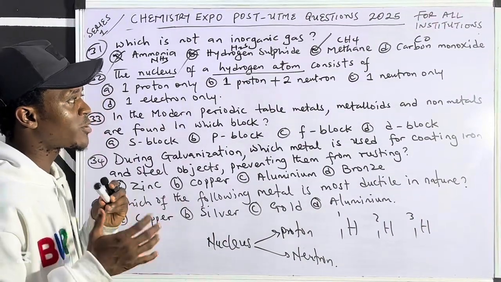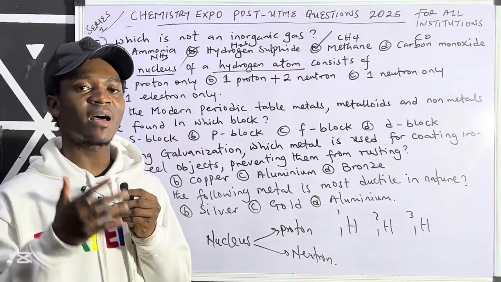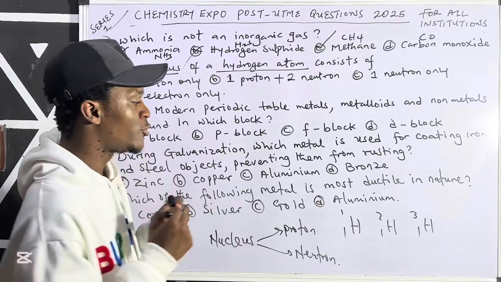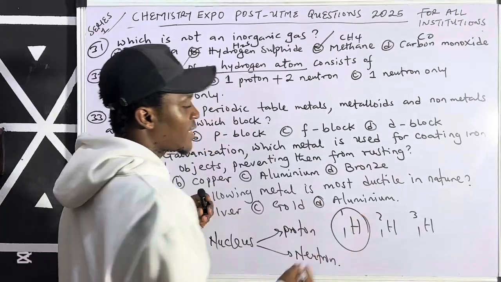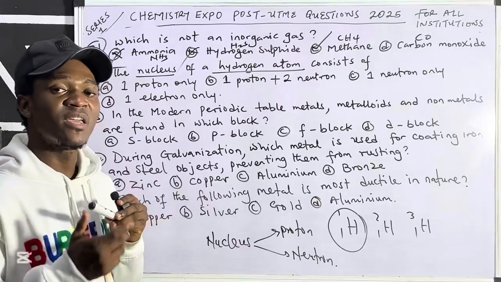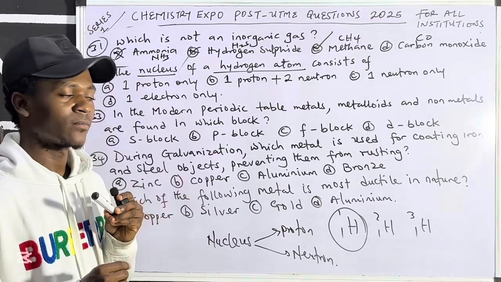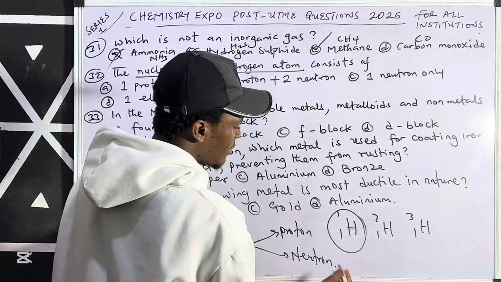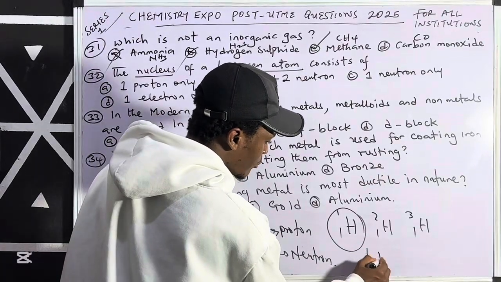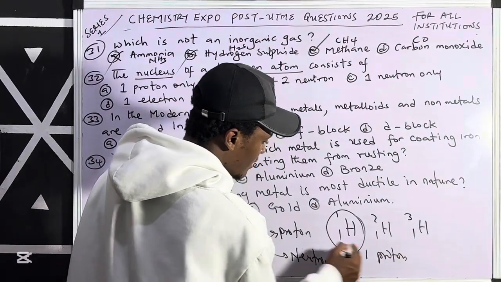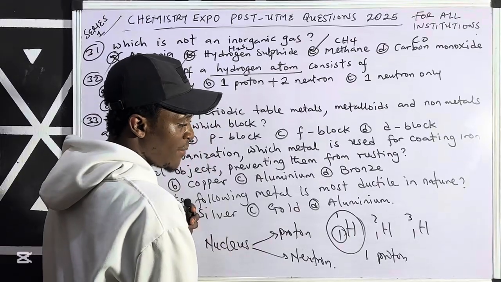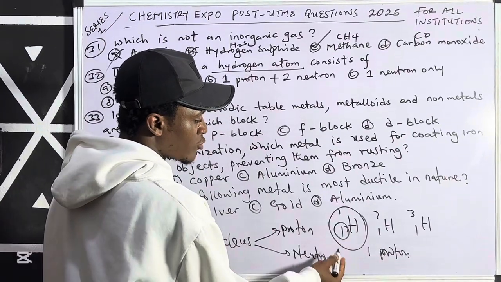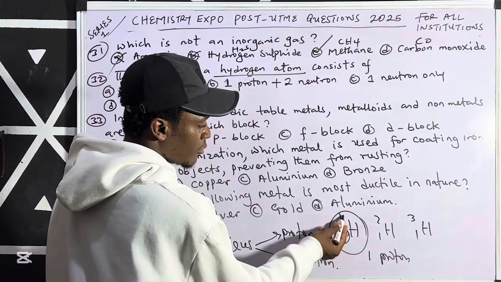But since they were not specific about the particular isotope of hydrogen, you should go with the most abundant isotope, which happens to be the H-1. So looking at this isotope, the nucleus of this hydrogen should be having what? It should be having one proton, which is this guy, and how many neutrons? Remember, for you to obtain neutrons, you have to subtract the proton from the mass.